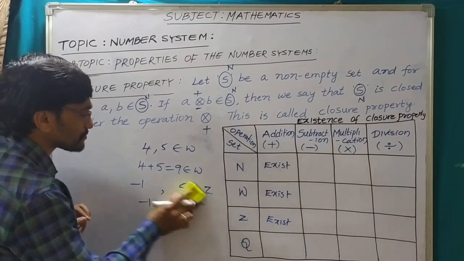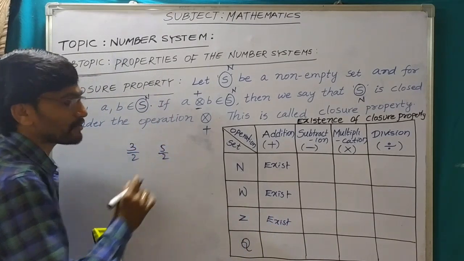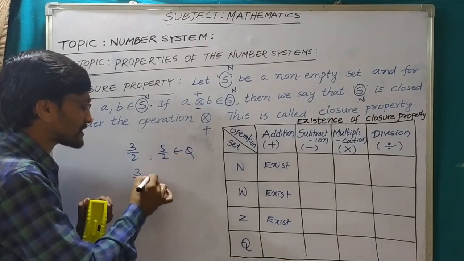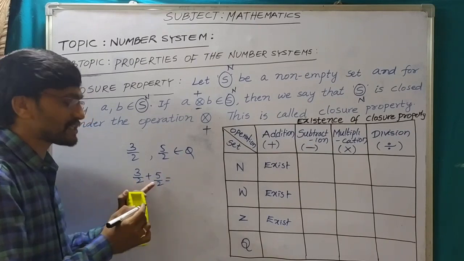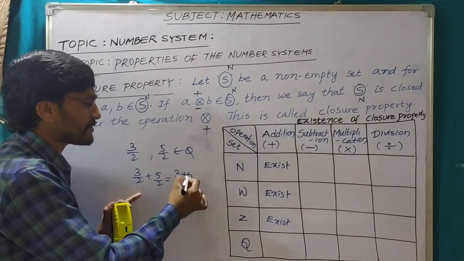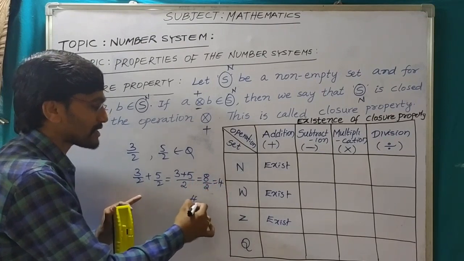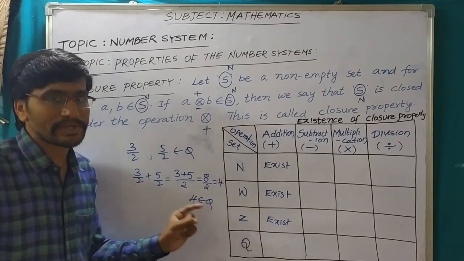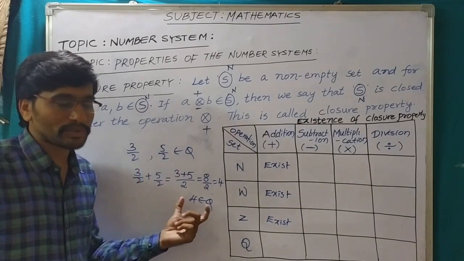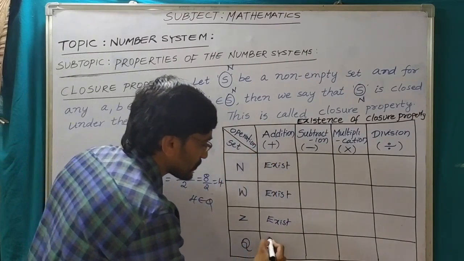For rational numbers, I consider two rational numbers, 3 by 2 and 5 by 2. Now I want to add those two rational numbers. 3 by 2 plus 5 by 2 gives what? Same denominator, right? 3 plus 5 by 2 gives 8 by 2. 8 by 2 is nothing but 4. 4 is also a rational number, or not? Every integer is also a rational number. So if I consider two rational numbers, then also we get a rational number. So we can say the closure property exists for rational numbers under addition.